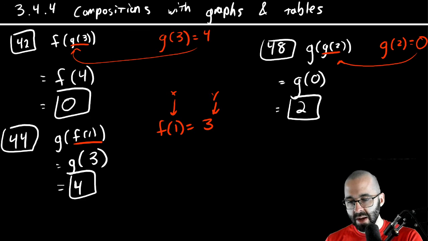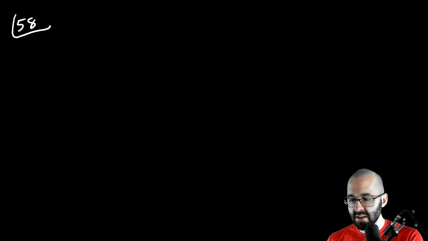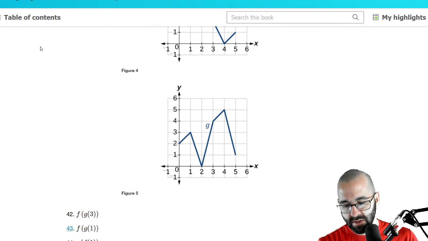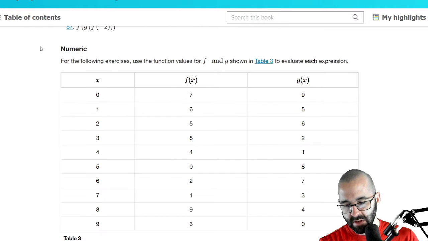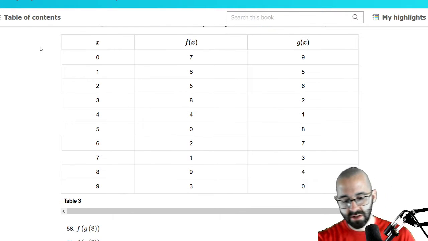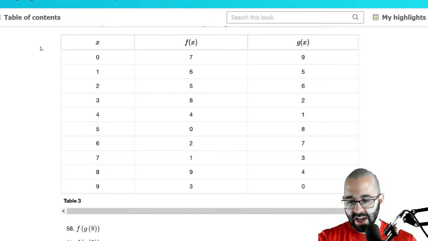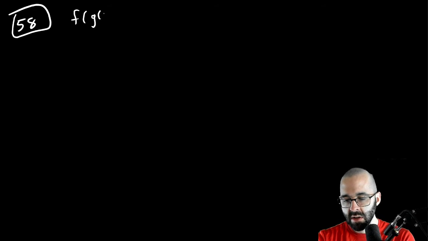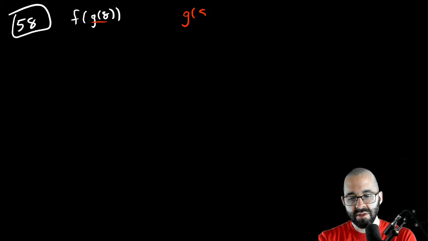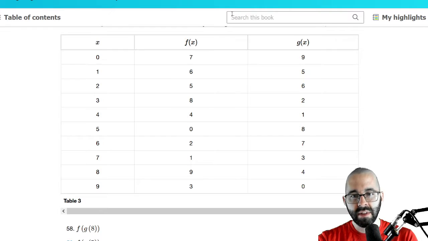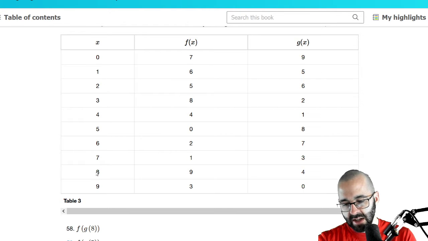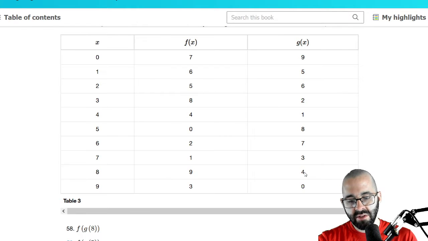So let's do a couple more. Let's look at tables. Look at number 58 in the book. So now we have tables here. So we're going to start by looking at f of g of 8. And we're going to solve it with the exact same method. What's g of 8? Let's find it off to the side. So this is when x is equal to 8, what is the value of g? So g of 8 is equal to 4.